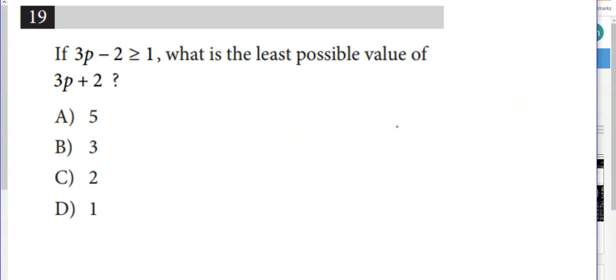I do want to at least mention this one. If you want to try this one, you can solve for p, but don't stop there. It's a halfway answer. If you solve for p, and then you plug it back in there to get 3p plus 2. I think the correct answer is actually 5. So you can try that if you want and see how that works.